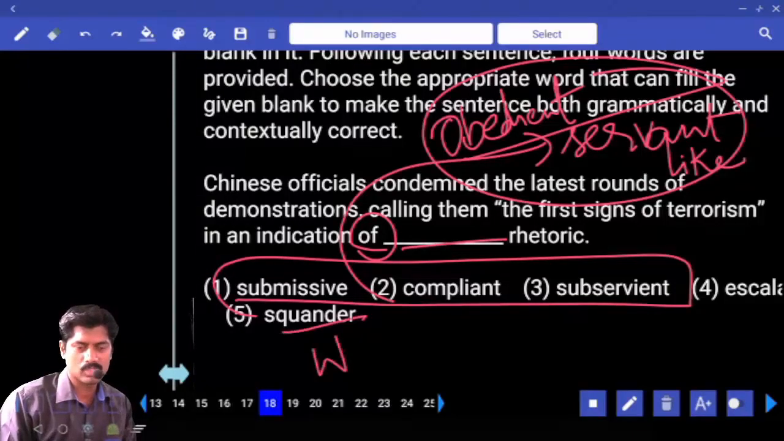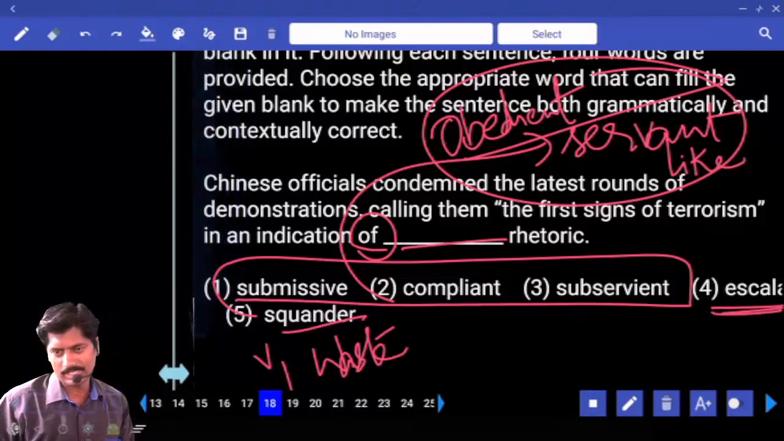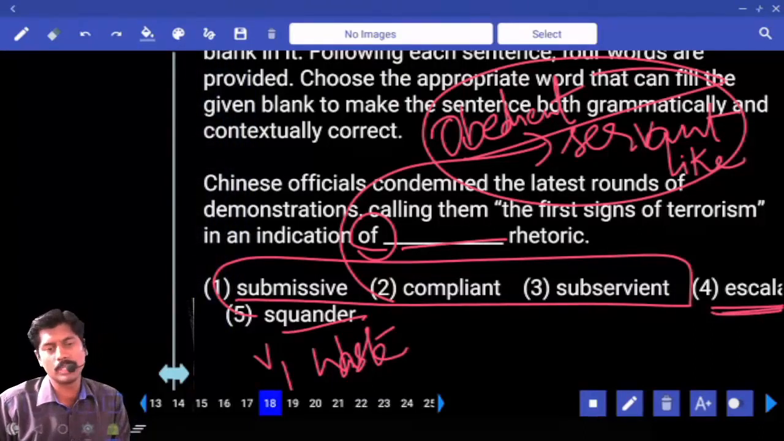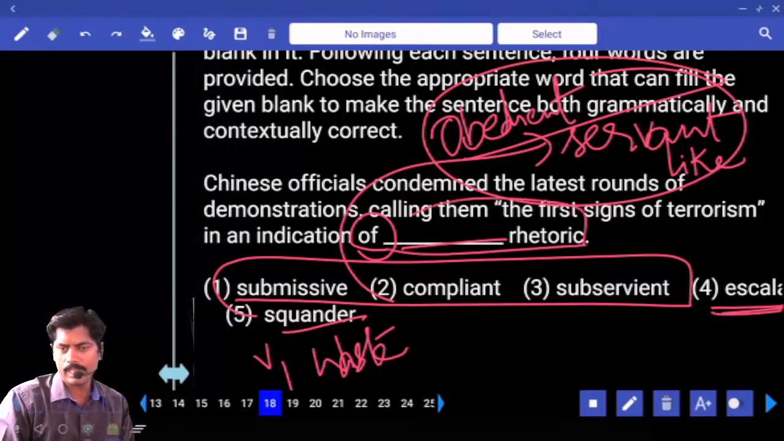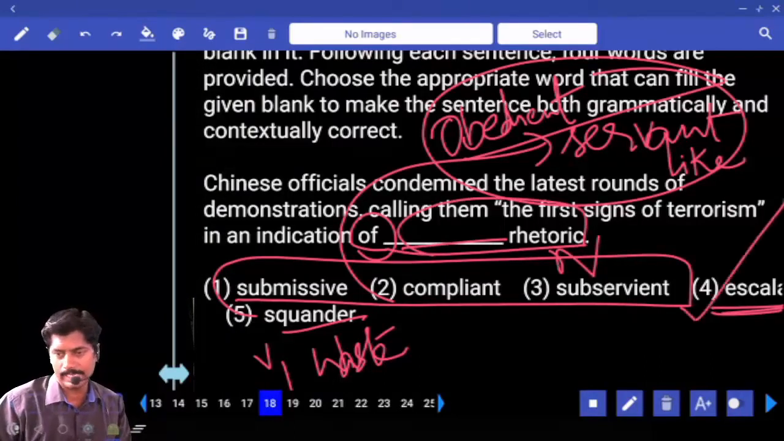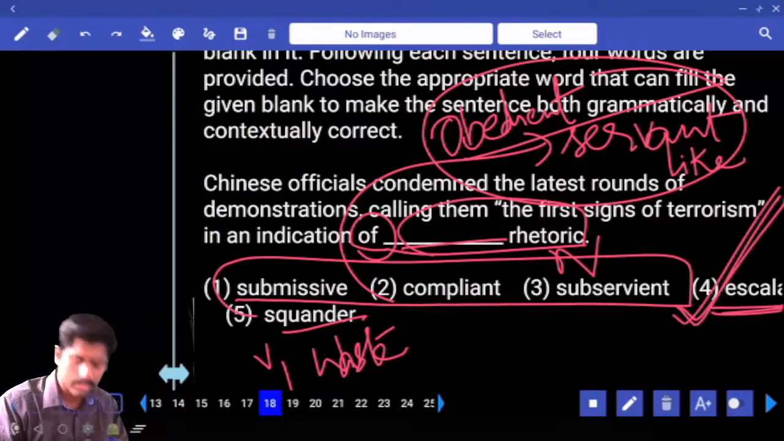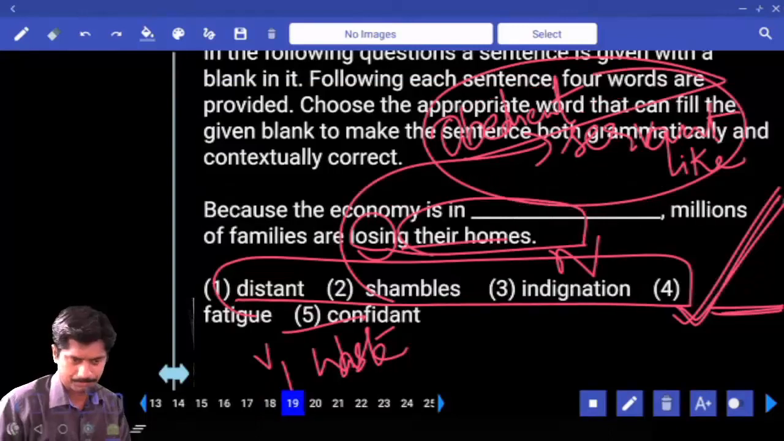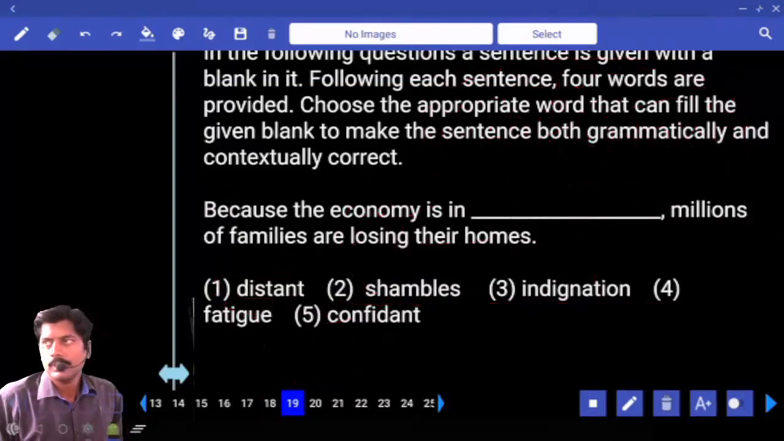Squander means waste. It is V1. Escalating. So what kind of option do I need? After of, rhetoric is a kind of noun. So escalating rhetoric. Rhetoric is nothing but a kind of speaking. Speaking related is called rhetoric.